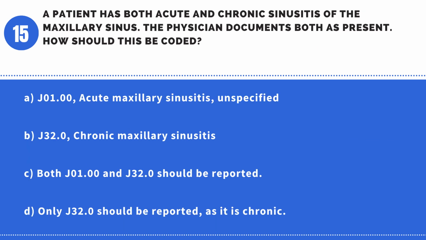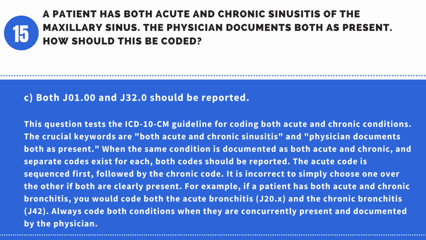Question 15. A patient has both acute and chronic sinusitis of the maxillary sinus. The physician documents both as present. How should this be coded? A. J01.00, Acute maxillary sinusitis, unspecified. B. J32.0, Chronic maxillary sinusitis. C. Both J01.00 and J32.0 should be reported. D. Only J32.0 should be reported, as it is chronic. Answer C. Both J01.00 and J32.0 should be reported.